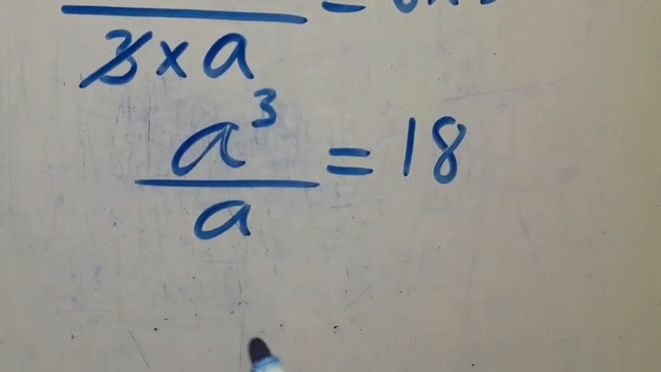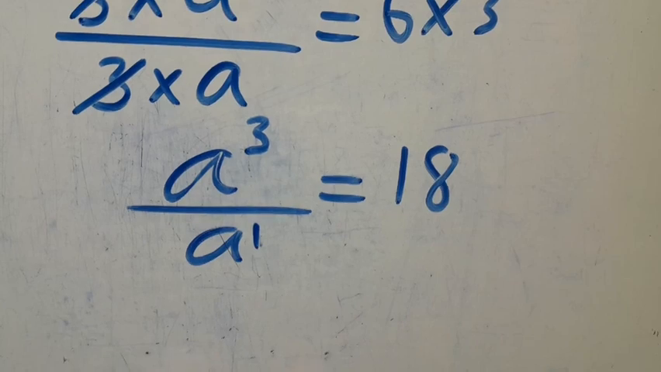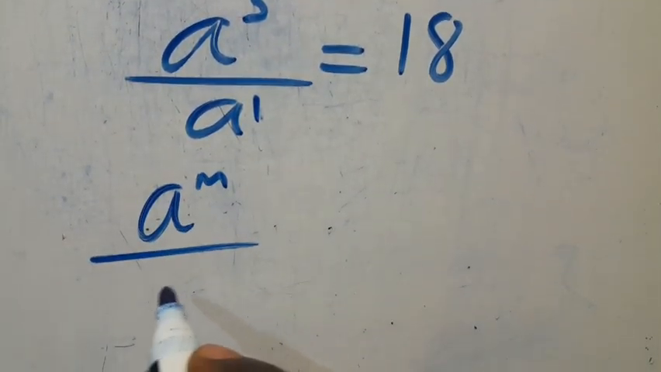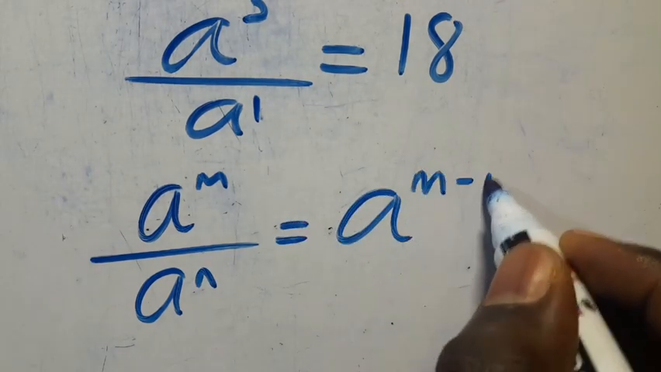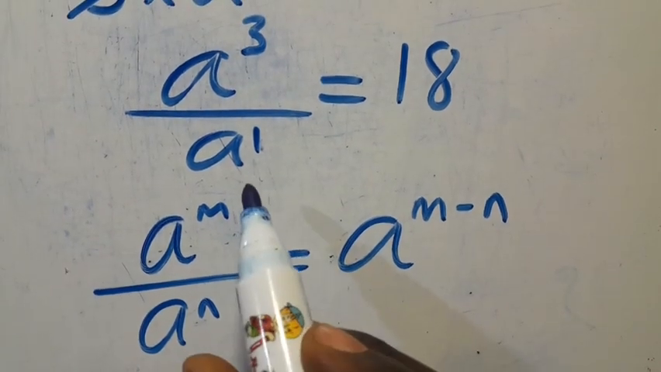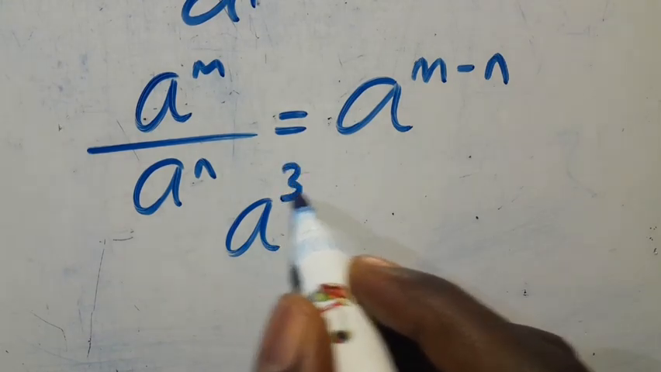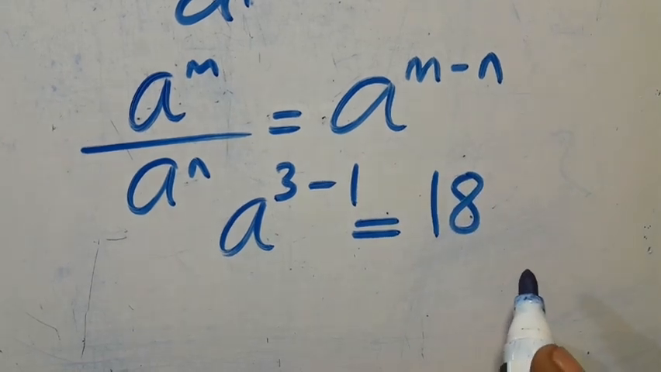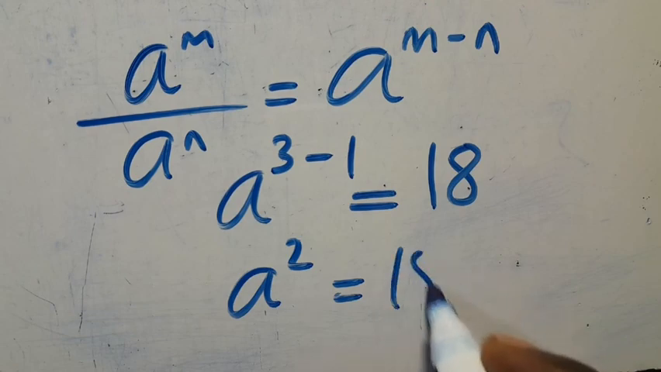So from here, we have this one to be power 1. Then recall that when you have A to the power of m divided by A to the power of n equals A to the power of m minus n. So let us apply it here. We're going to have A to the power of 3 minus 1 equals 18. Have A to the power of 2 equals 18.